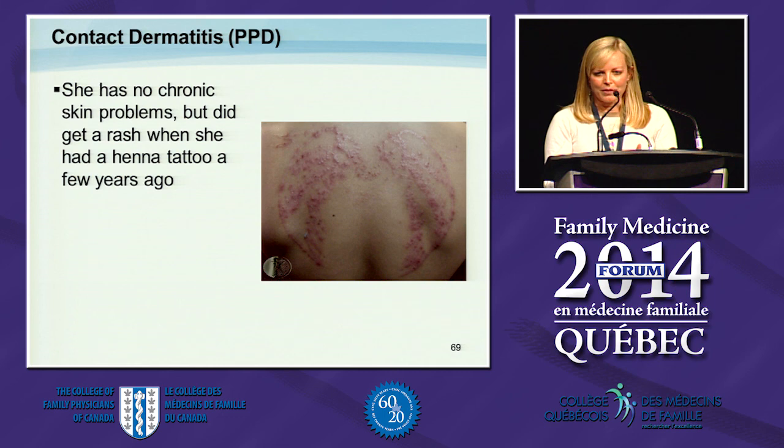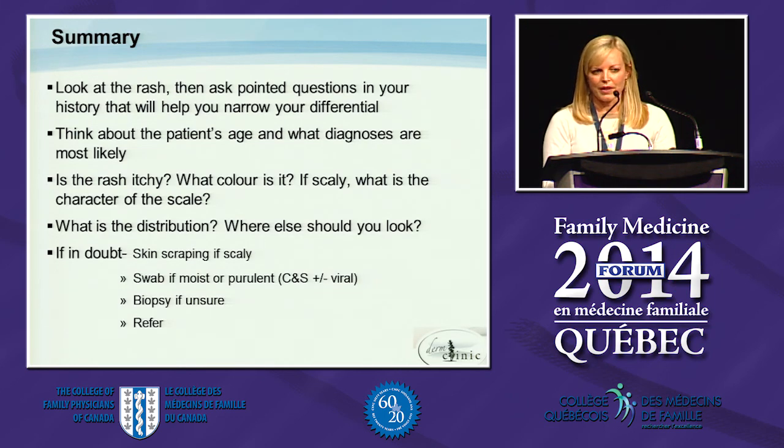So in summary, when we see a patient with a rash, we're going to try to sneak a peek before they get too far into their history, and then we're going to ask some pointed questions that may help us to try to narrow down our differential diagnosis. We're going to think about how old they are and whether that's going to help guide us to what's most likely. We're going to ask if it's itchy.